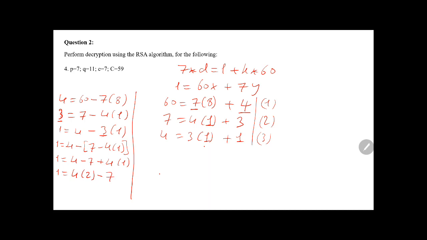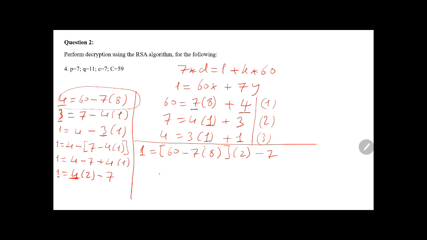So the next step, we use the first equation here and combine it with the combination here. So the 4 here can be combined with, or you can substitute this 4. So basically, let's write it down here. It will be 1 here equals, we substitute the equation instead of the 4. So it's, let's open a bracket, 60 minus 7 multiplied by 8, all multiplied by 2 here, minus 7. We multiply this 2 inside.